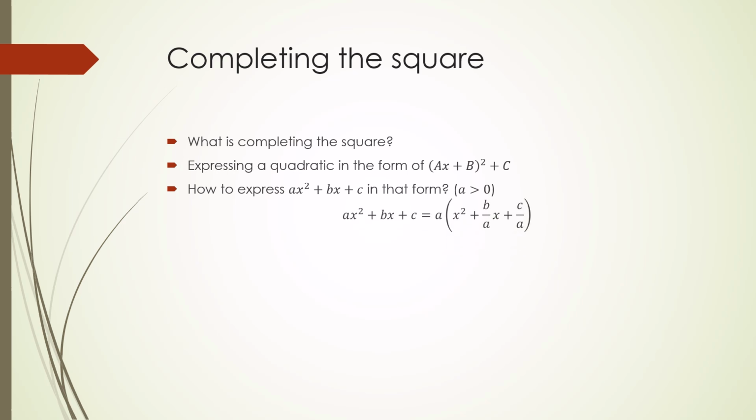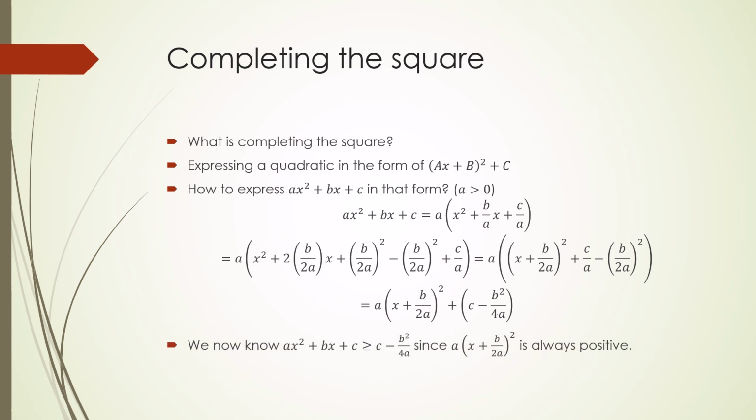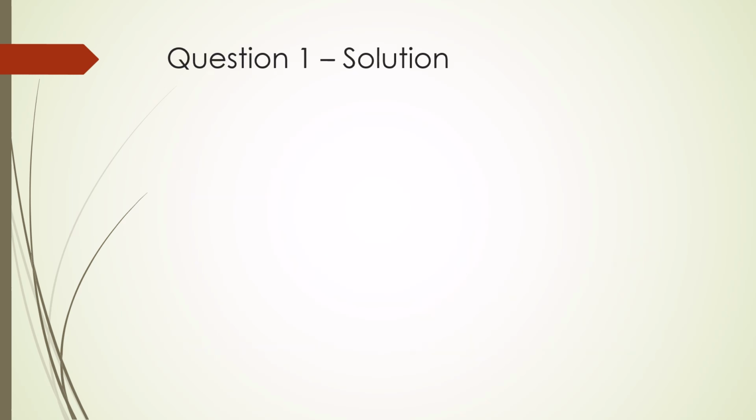Firstly, we factorize a out from the expression, and then we do some algebraic manipulation, which leaves us with this form. This method is useful as we now know that all these quadratics in this form, where the small letter a is a positive real number, must be greater than or equal to a certain value, since the left hand side of the bottommost equation is always a positive number. Now let us use the method that we just learned.